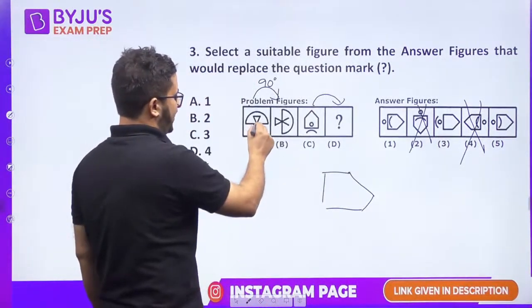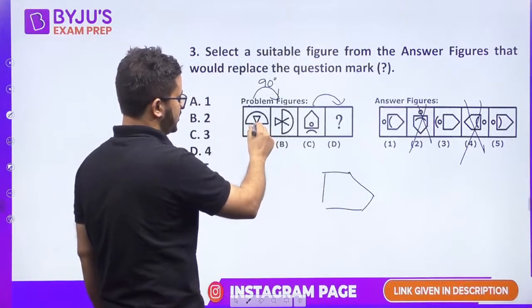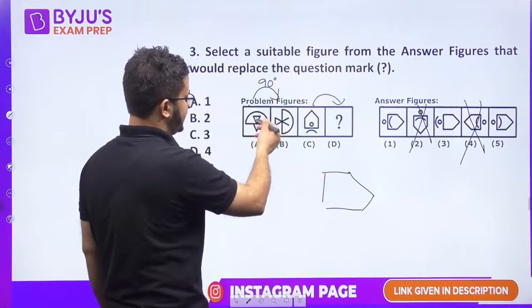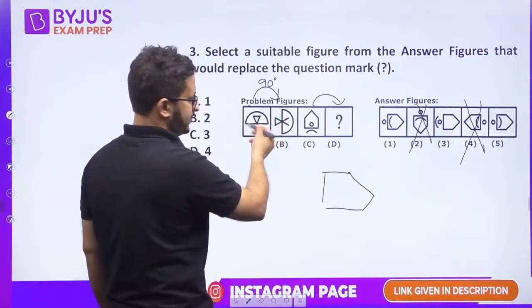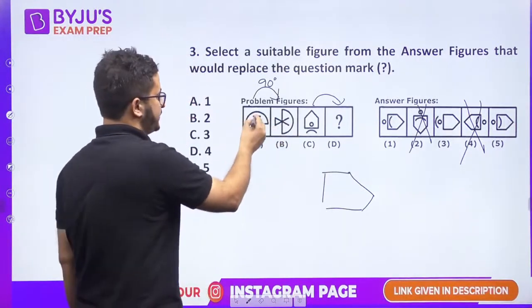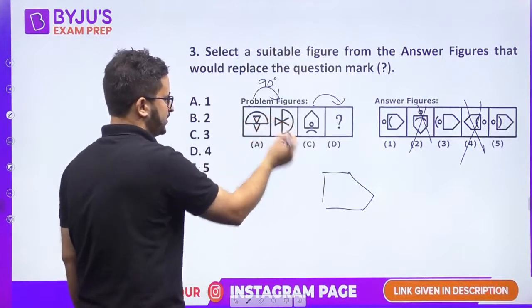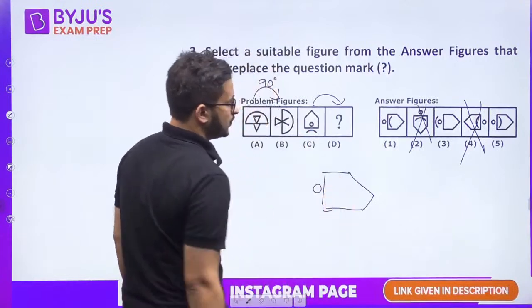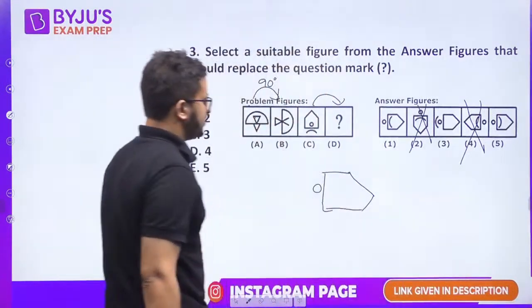Then there is a triangle on the back side. This was here, so the triangle has come to the back side. It has just flipped outside. It was inside, this base was inside, now the base has come outside. So this circle will come outside. Okay, so circle is outside.